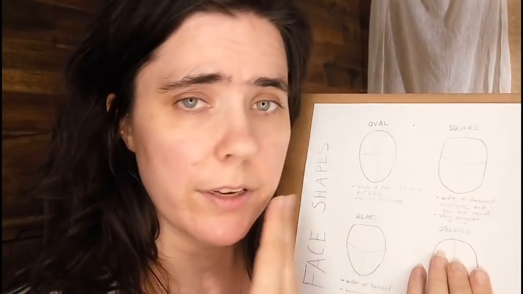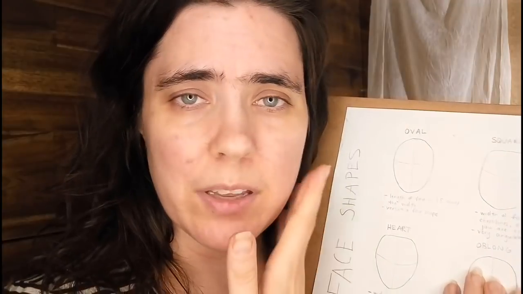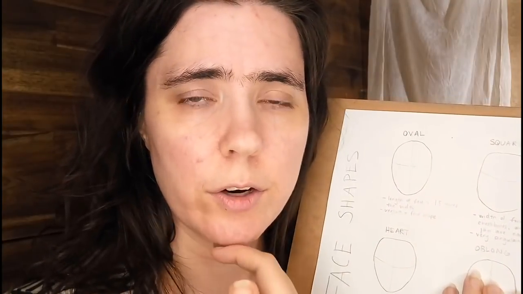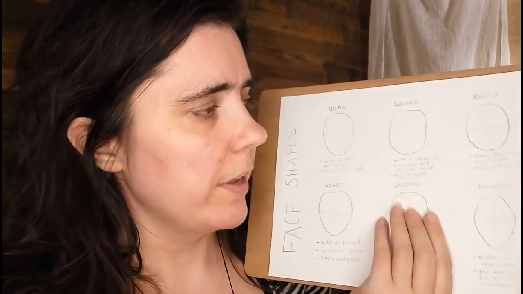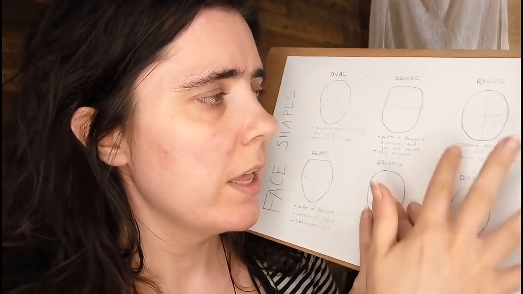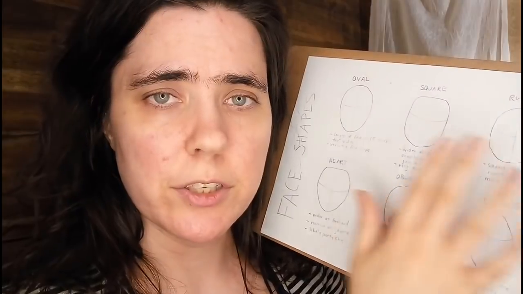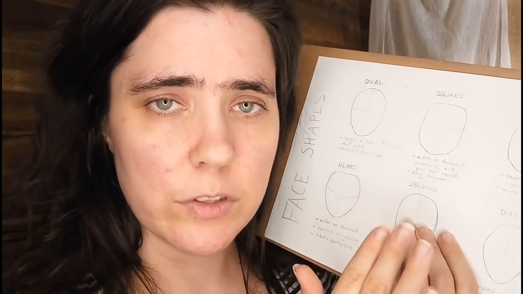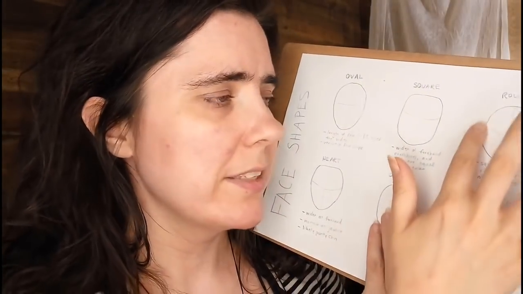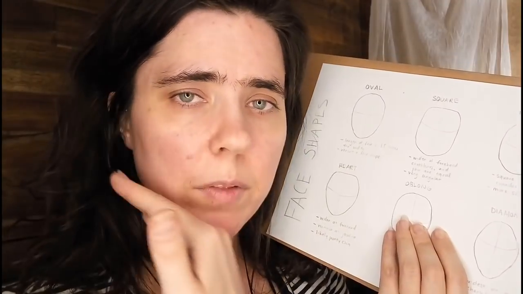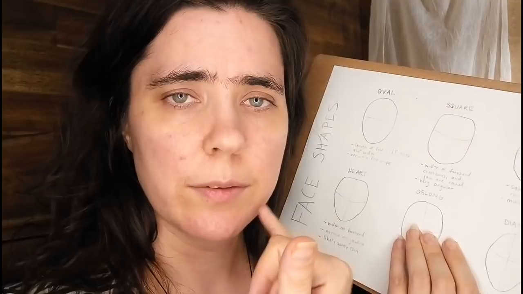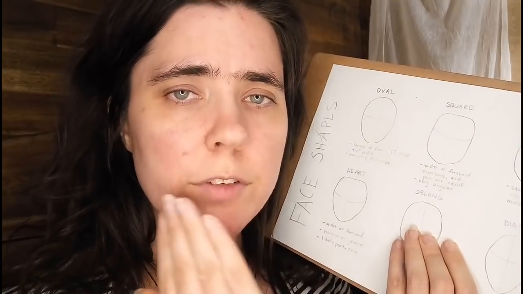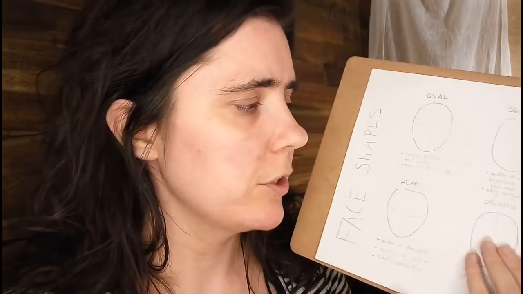The defining feature of a square face shape is a very angular jaw. With a round face shape, you get similar dimensions as you do with the square, but it's much more round. So you have a little bit more rounding in the cheeks, rounding in the chin, so it's a bit softer overall as a shape.